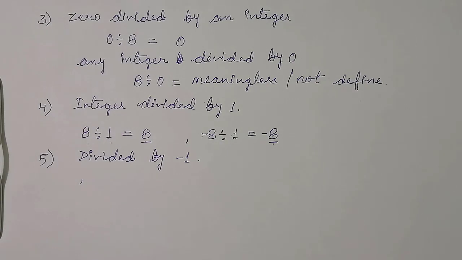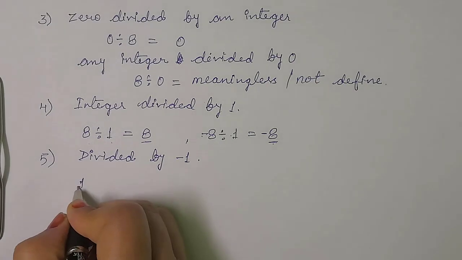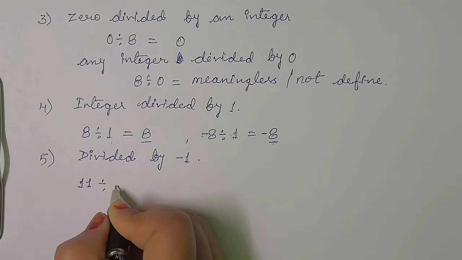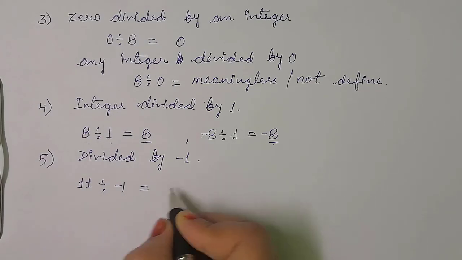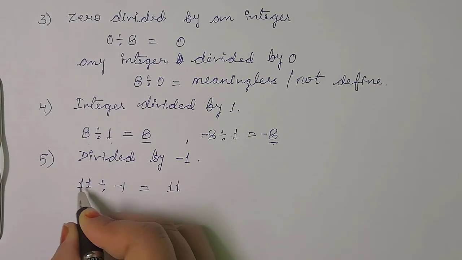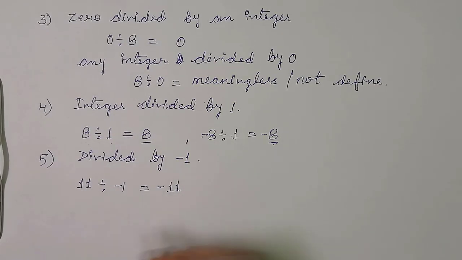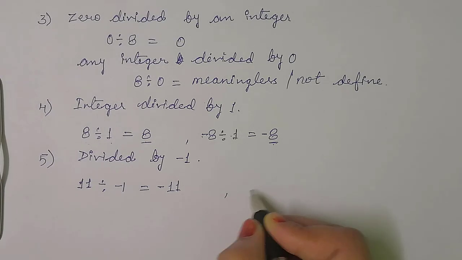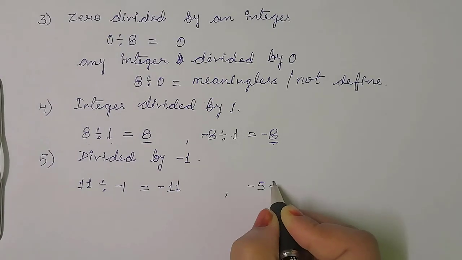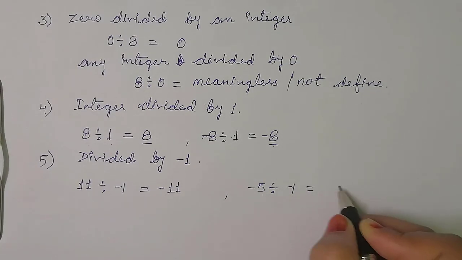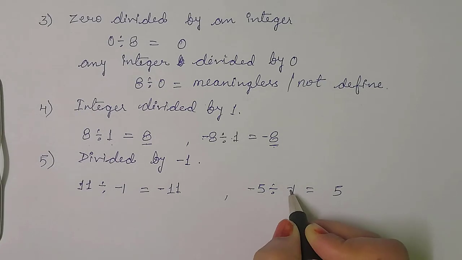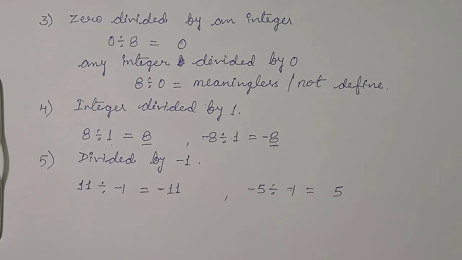Now see what happens if we divide any integer by minus 1. For example, 11 divided by minus 1. If we divide 11 by minus 1, then 1 eleven is 11, and plus and minus will be minus. Take some more examples. Minus 5 is divided by minus 1. First of all we divide, 1 five is 5. So here will be 5, and minus by minus will be plus here.